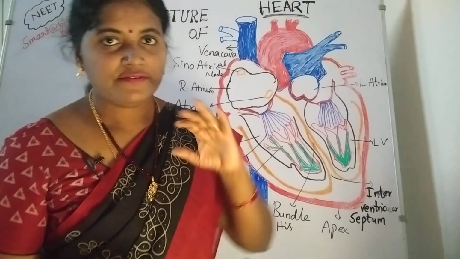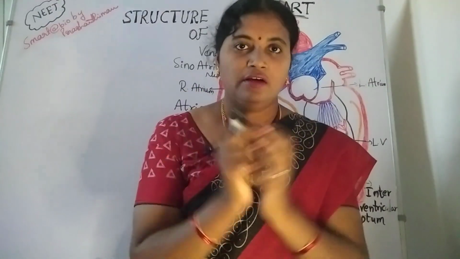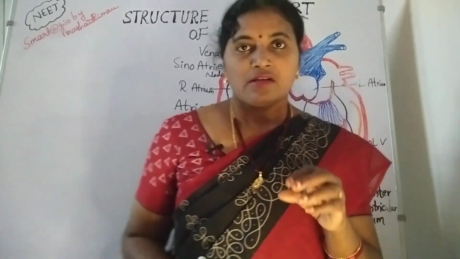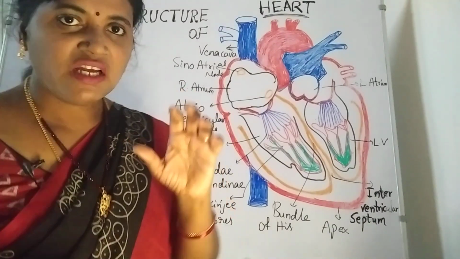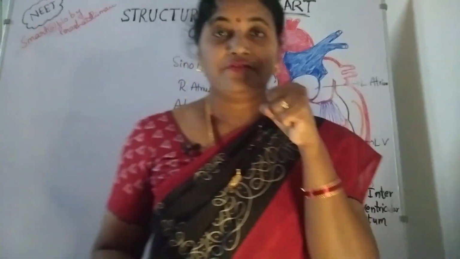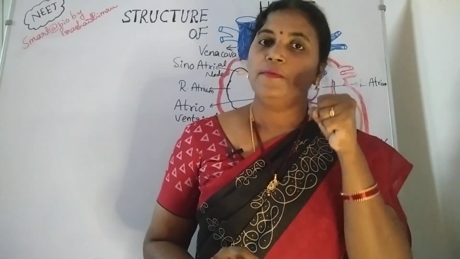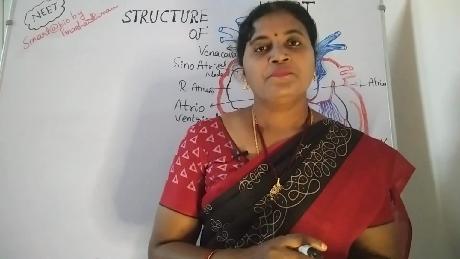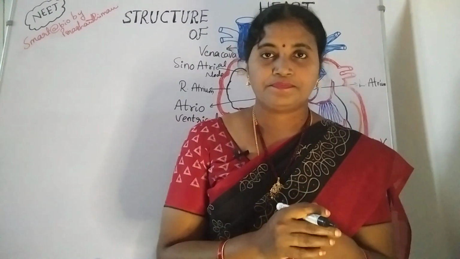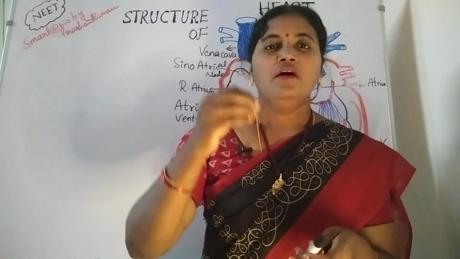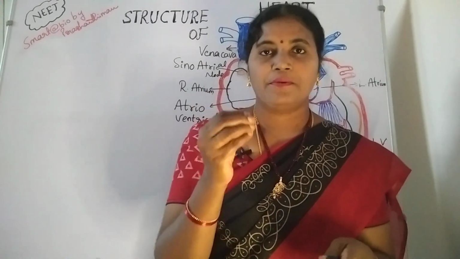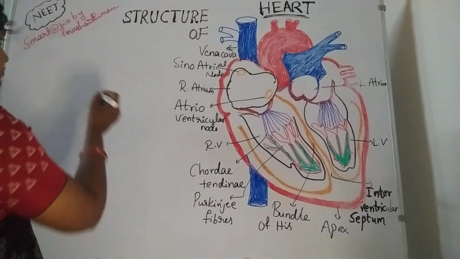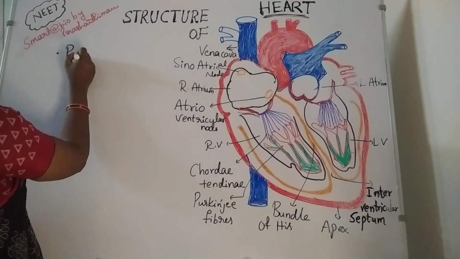External structure means how the heart looks from outside. Heart is mainly a triangle outline and exactly the fist size of the person's body. That is the basic point. At the same time, the heart is covered by very important membranes. Those membranes are known as pericardial membranes. So here the first one is pericardial membranes.